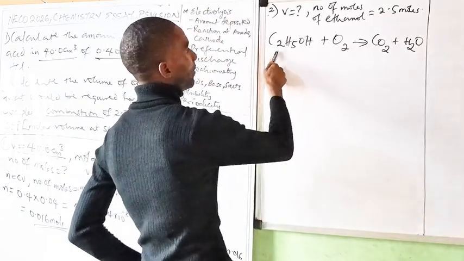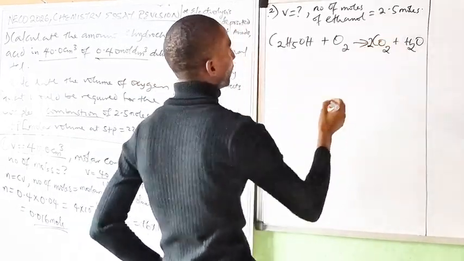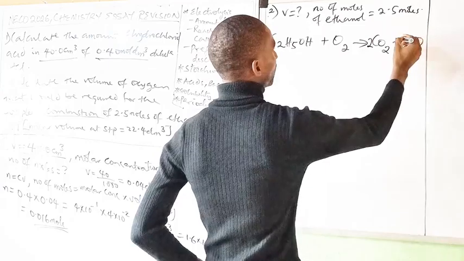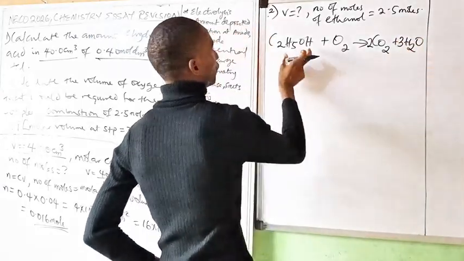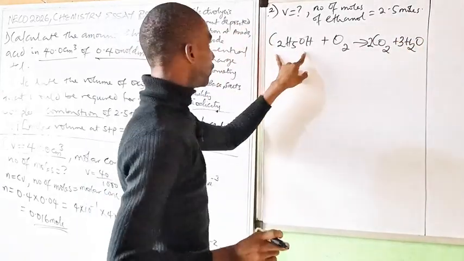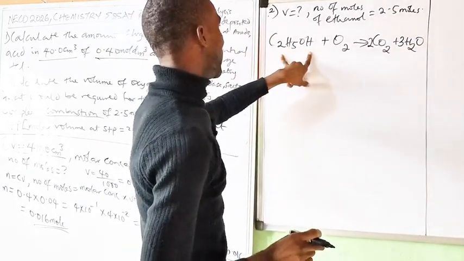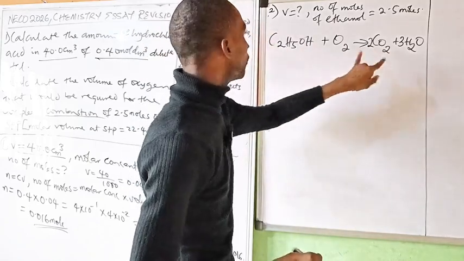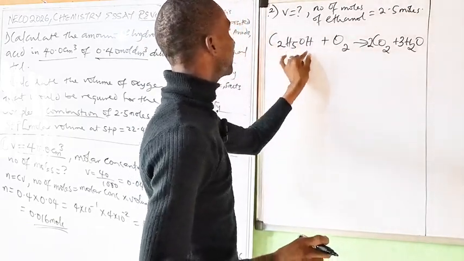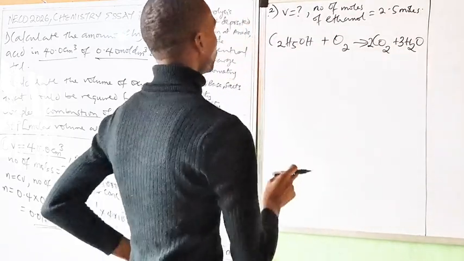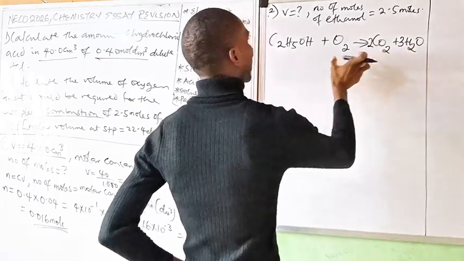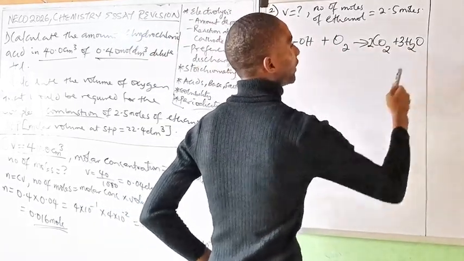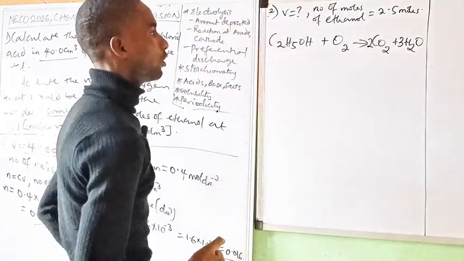Let's try to balance. Carbon is 2 here. If I put 2 here, and then hydrogen is 6 here, I have 2. If I put 3 here, hydrogen is 6 here, hydrogen is 6 here. Oxygen is how many here? We'll have to now count. But carbon is 2, hydrogen is 6, hydrogen is 6. So oxygen here, and then I will balance it on this side. Oxygen here is 2 times 2, 4 plus 3. That is 7. 7 oxygen.